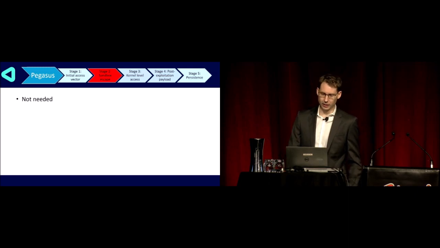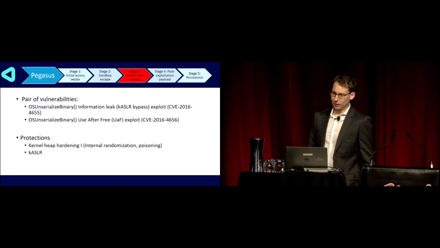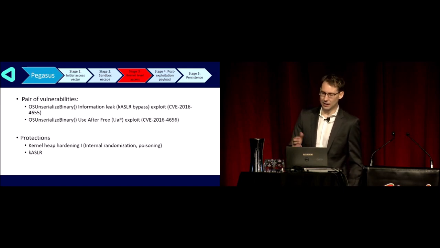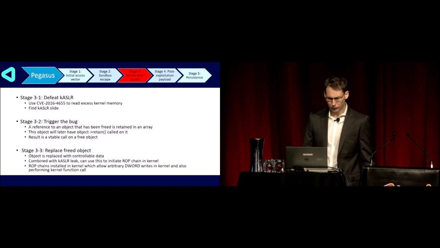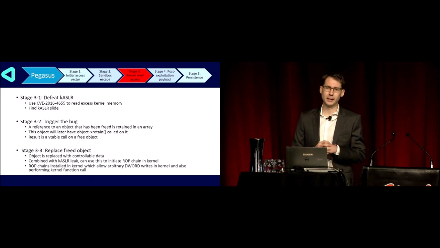Pegasus went straight to kernel, so they didn't have a sandbox escape, so they got to skip stage two. Stage three, they had a pair of vulnerabilities. Like I said, some stages require more than one vulnerability. In this case, in a function called OSUnserializeBinary, they had an information leak to bypass kernel ASLR, and they had a use after free exploit as well. They had to contend with various heap hardening things, in particular internal randomization of free lists and block poisoning, and of course KASLR.